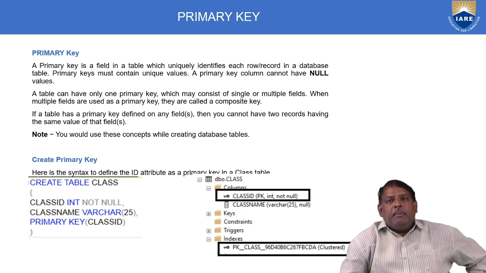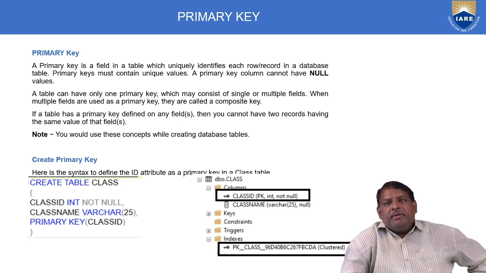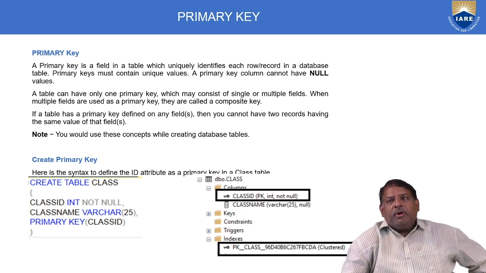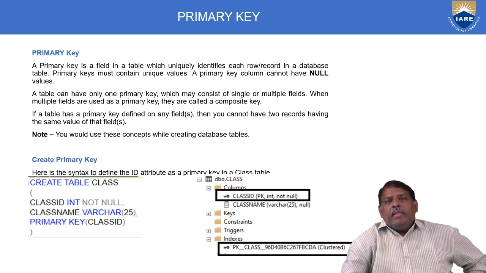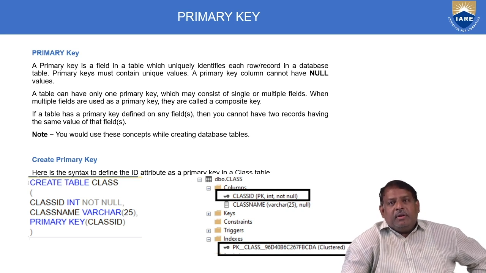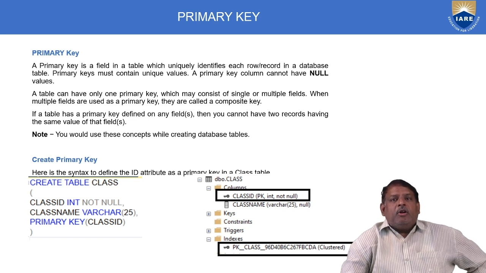Now let us see a primary key. Primary key is a field in the database table which uniquely identifies each row or record in a database table. The primary key must contain unique values. A primary key cannot have a null value, unlike a unique key. Unique key can have one null value, but the primary key will never have a null value. The table can have only one primary key, which may consist of single or multiple fields. When multiple fields are being used as a primary key, they are called composite keys. If more than one column is a primary key, then we say it is a composite key.